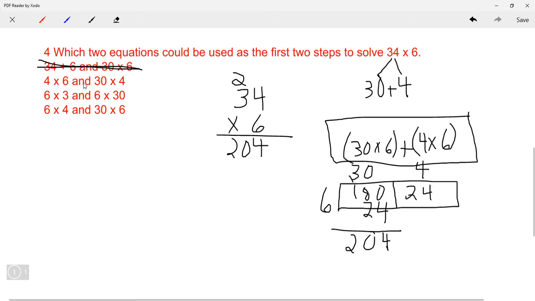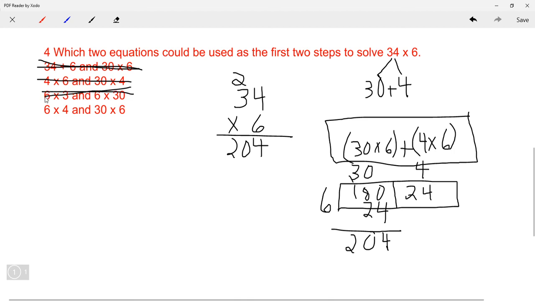4 times 6 and 30 times 4. Well, they have the 4 times 6, but this 30 should not be times 4. It should be times 6. So that doesn't work. 6 times 3 and 6 times 30. So that would be if we were multiplying by 33 instead of 34, right? So it should be 6 times 4.